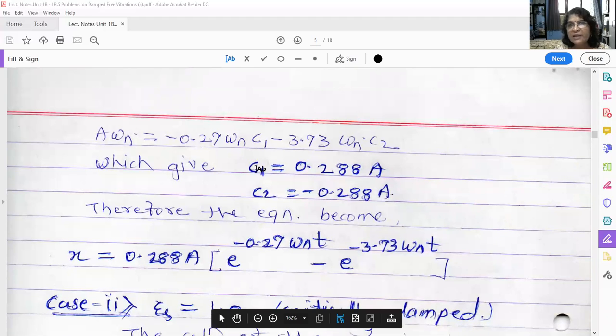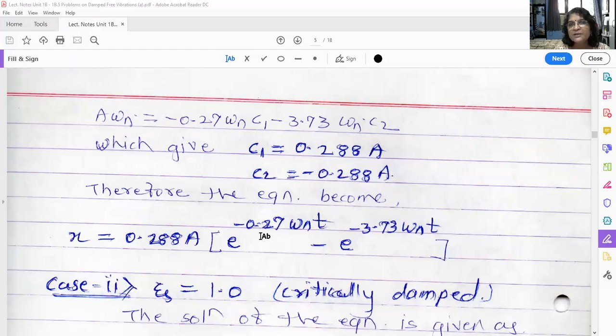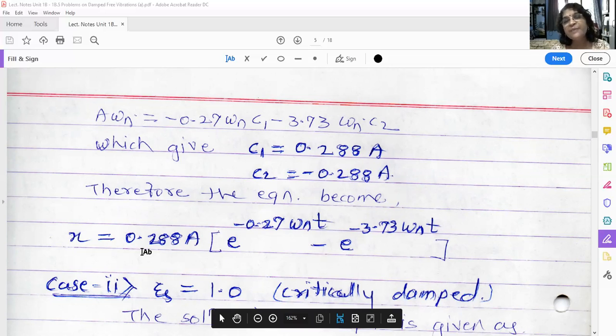0.288A, as C1 and C2 in both the terms, this is common. Okay. So that we have taken common out of bracket, that is 0.288A into bracket. What is remaining? e raised to minus 0.27 omega nt minus e raised to minus 3.73 omega nt. So this is the displacement given by the given for over damped system.